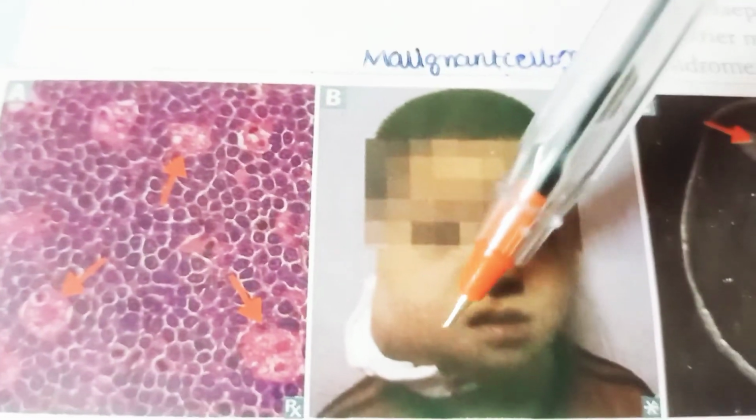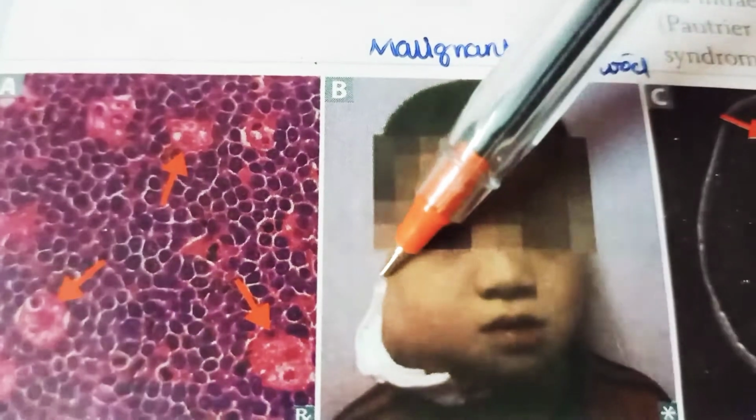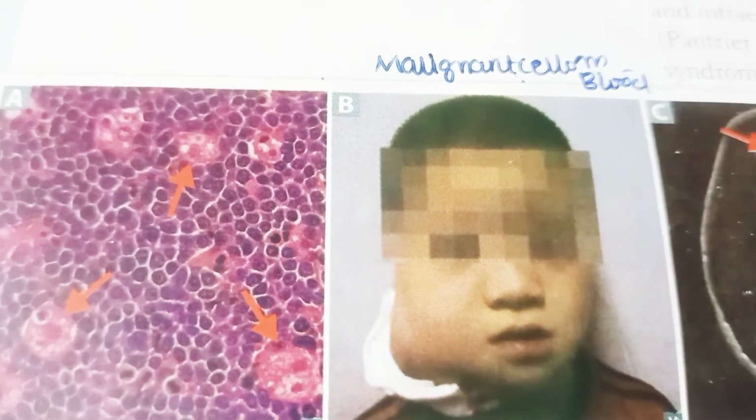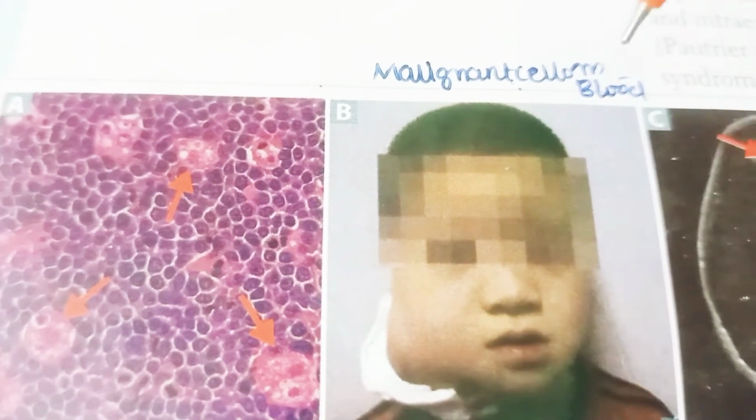In children, you can see it is mostly endemic, especially in Africa. They present as a mandible mass in the endemic form in Africa, whereas it is pelvic or abdominal in the case of the sporadic form.